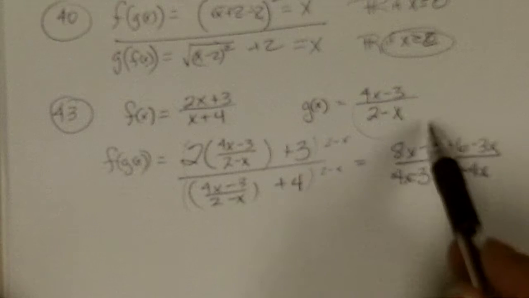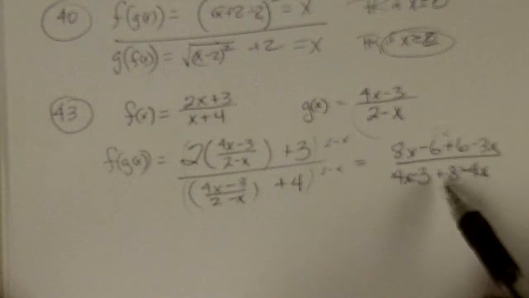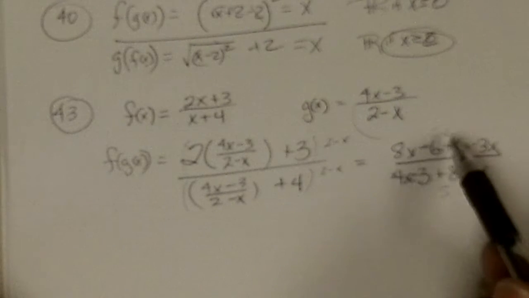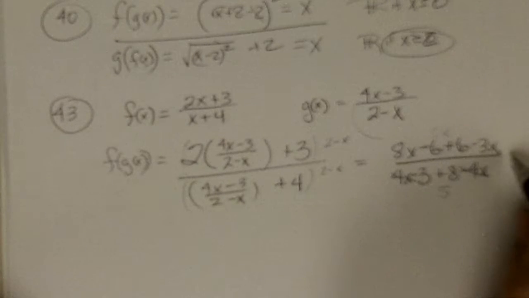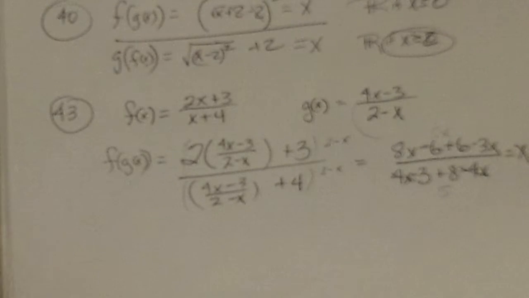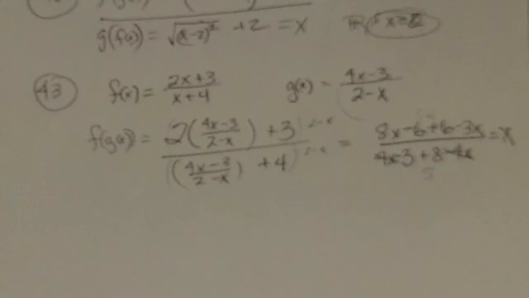8x minus 3x is 5x. And the 6's cancel. So 5x divided by 5 is x. They are truly inverses of each other. So that was the first thing I was supposed to show.